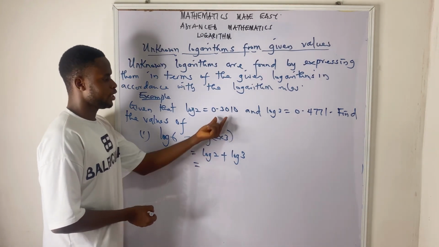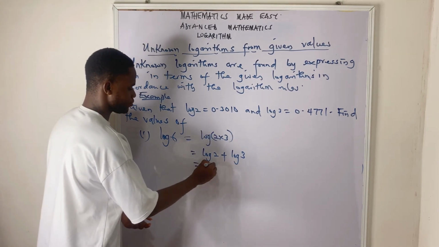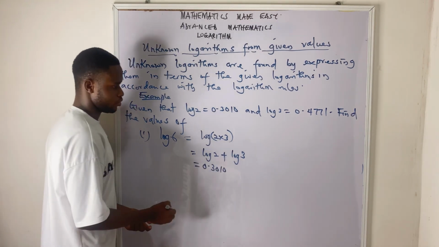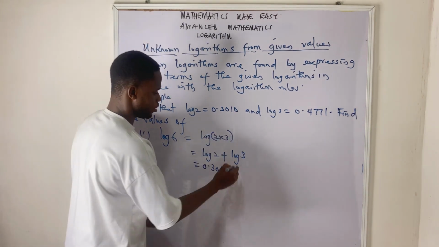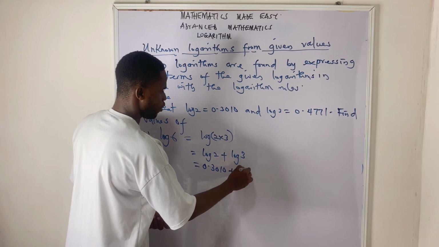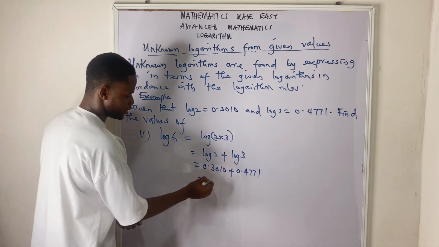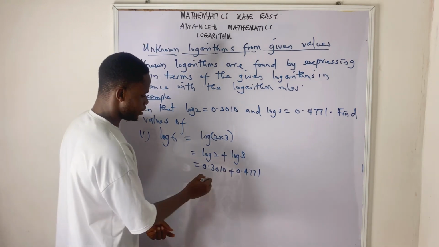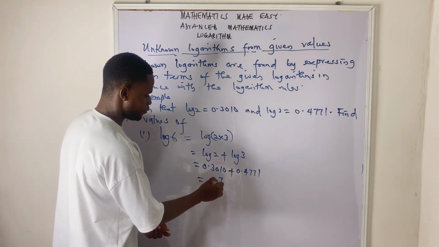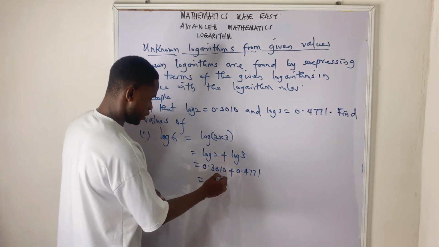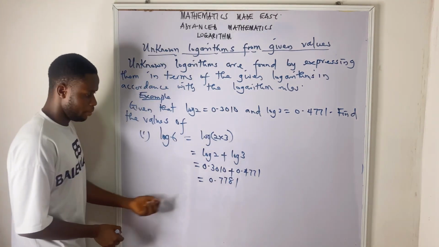So what's log 2 from the given value? 0.3010 plus what's log 3? 0.4771. I believe we can see that now. And when we add this together, we'll be having 0.7781.